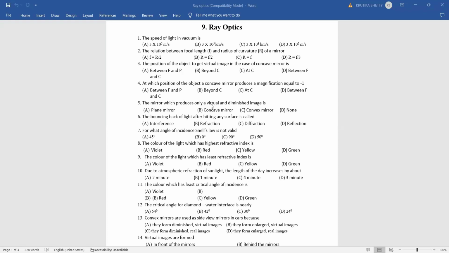Go for the next question. The bouncing back of light after hitting any surface is called what? Interference, refraction, reflection, or diffraction. This is nothing but reflection. Option D, that is bouncing back of light in the same medium after hitting the surface, is reflection. Option D is the right answer. Yes. The next question, 7: for what angle of incidence is Snell's law not valid?